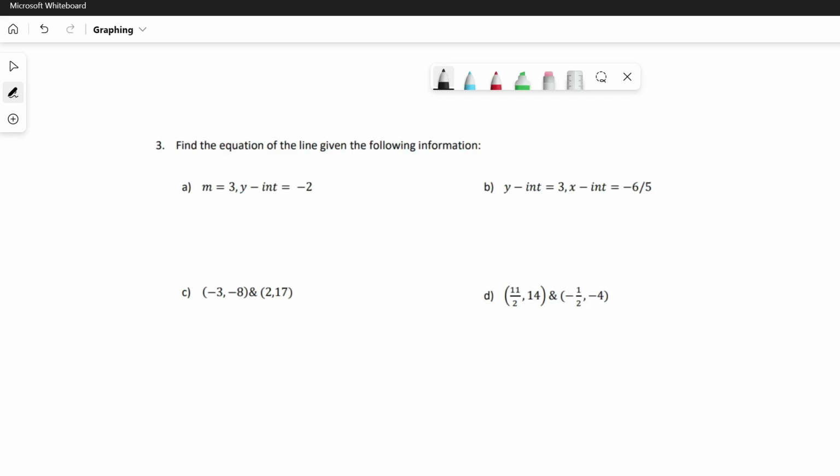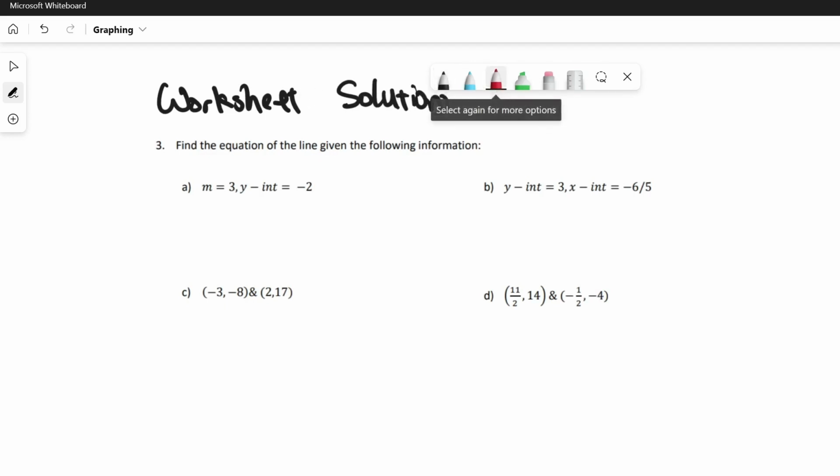Hello everyone, so today we'll be going through our worksheet solutions for question 3. So let's get right into it. We'll start off with the easy one, 3a.